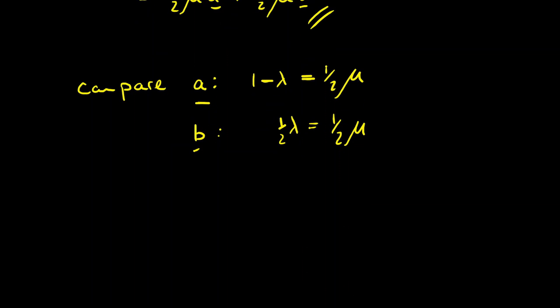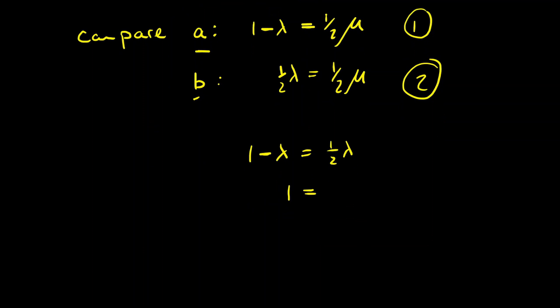So what I can do is substitute that into this equation. I'll call it equation 1. I get 1 minus lambda is equal to a half lambda. Rearranging that, 1 is equal to 3 upon 2 lambda. And therefore lambda is going to be equal to 2/3, which is also the same thing as mu. So lambda and mu are equal to 2/3.